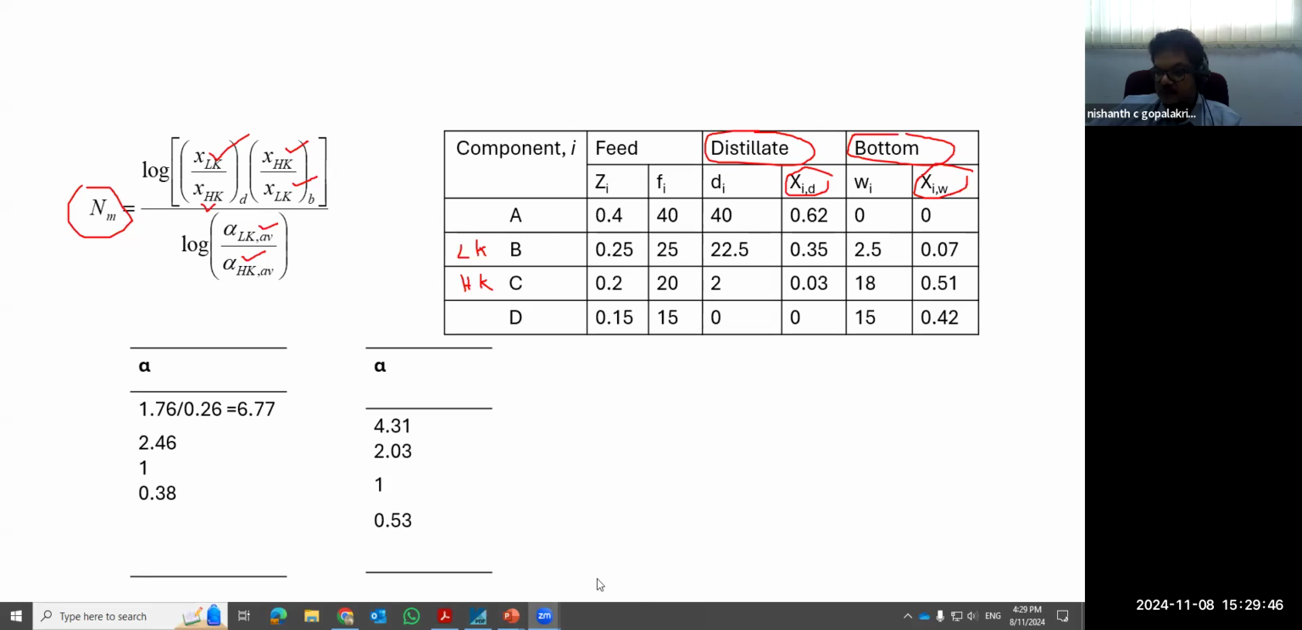Right. LK at the feed 0.5, 0.62, bottom is 0.03. Right. So that means mole fraction of light key at the distillate is 0.62. Yeah, correct. No, not 0.62, right? Light key is B. So mole fraction of light key at the distillate is 0.35, right? Because this is the distillate mole fraction. Light key is B. So mole fraction of light key at the distillate is 0.35. And mole fraction of heavy key at the distillate is 0.03. Now, what's mole fraction of heavy key at the bottom? Heavy key is C. Mole fraction of heavy key at the bottom. How much is that?